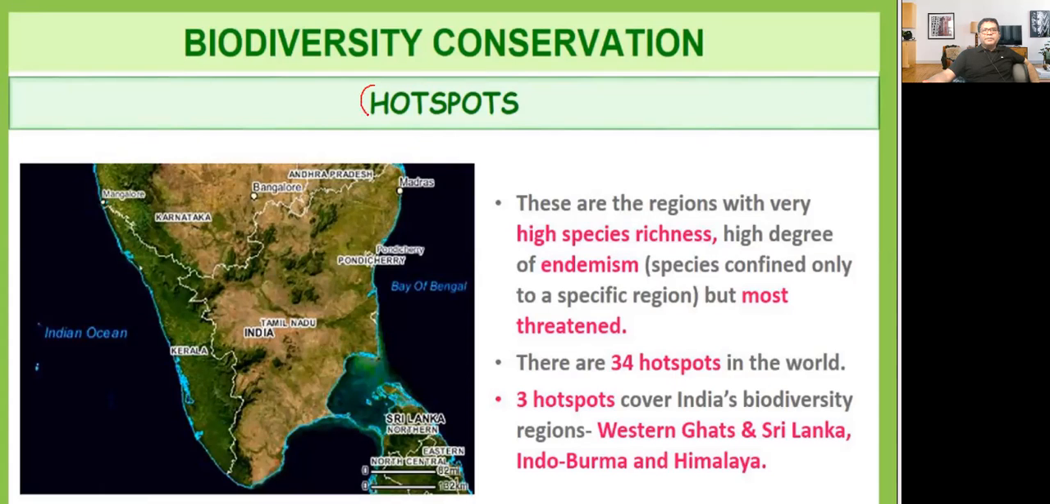Now hot spots. The next topic is hot spots. These are the regions with very high species richness, high degree of endemism, species confined only to a specific region, but most threatened. There are 34 hotspots in the world, and out of these 34 hotspots, three hotspots cover India's biodiversity region. Western Ghats and Sri Lanka, Indo-Burma, and Himalaya.